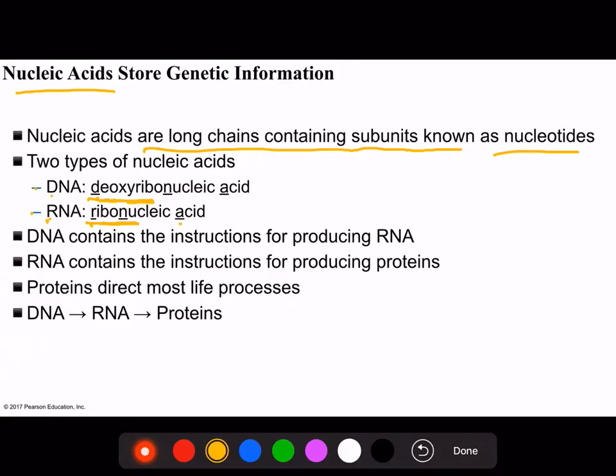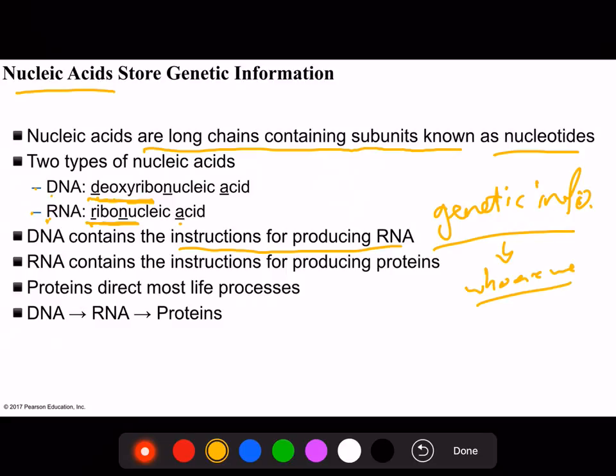DNA contains information or instructions for producing RNA. Technically, it contains the genetic information that determines who we are, like our eye color, our hair color, our body type, our body mass, our muscles, our skin color, and so on. Everything in us is determined by these instructions in the DNA.